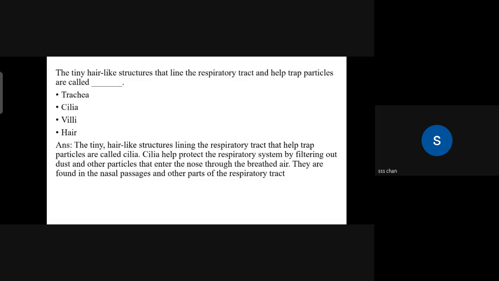The cilia is usually located in the respiratory tract, and it helps you not to breathe in contaminants in the air. That's the function of the cilia. It helps to trap contaminated, small particles that are present in the air, so you don't inhale them and they become damaging. The cilia is the correct answer.